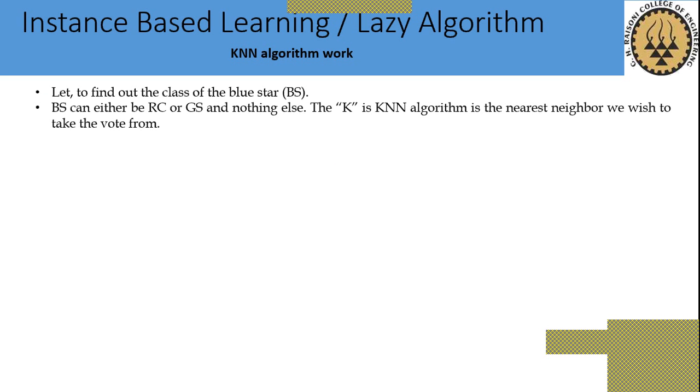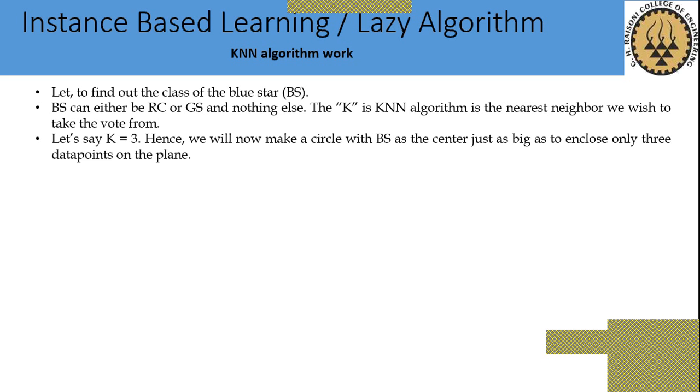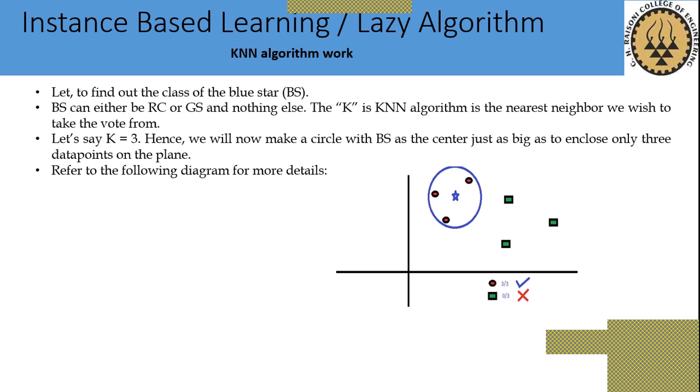To find out the class of the blue star, let us choose the value of k here. KNN is the nearest neighbor algorithm. Let me consider the value of k equal to 3. Keep in mind that you should always select the value of k in such a way that it is always an odd number. We will make a circle with the blue star as the center, just big enough to enclose only the 3 data points on the plane.